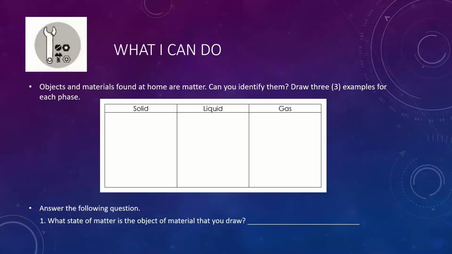Answer the following question. What state of matter is the object of materials that you draw? If you're not sure of your answer, you may ask your guardian or facilitator or parent. Thank you.